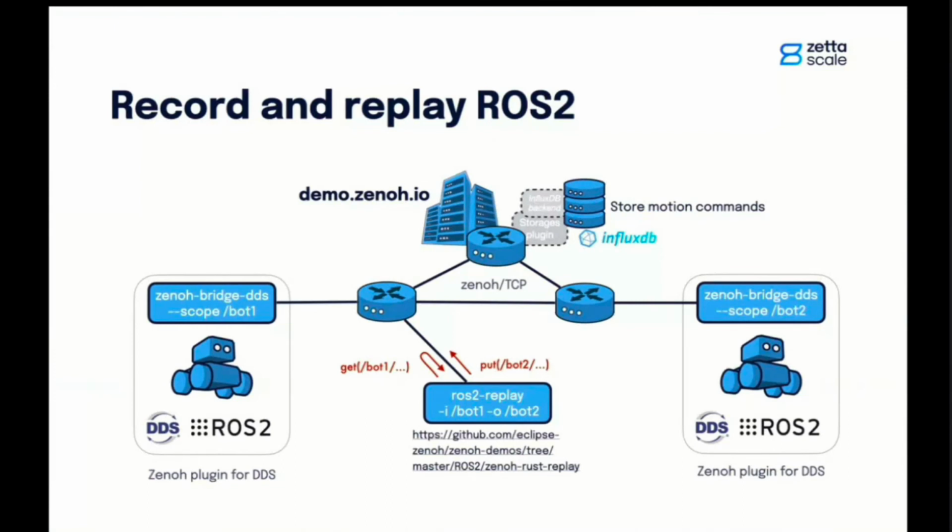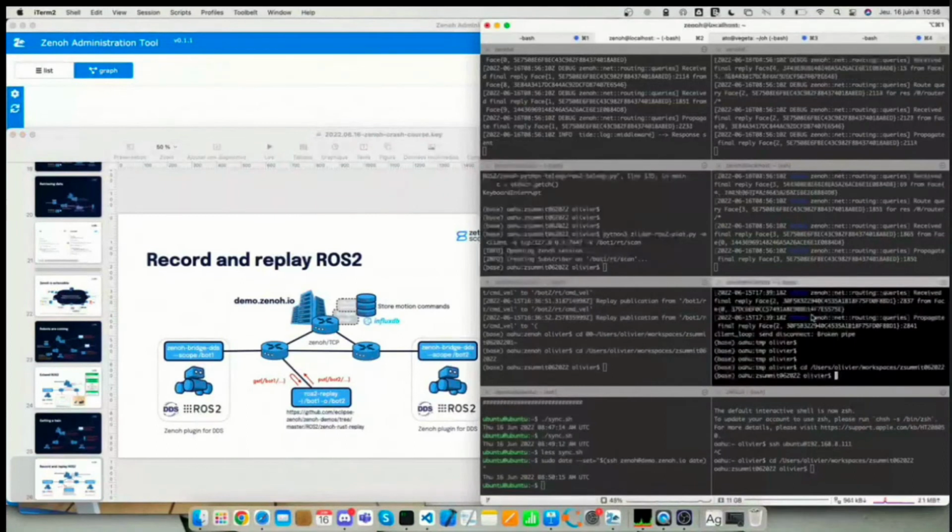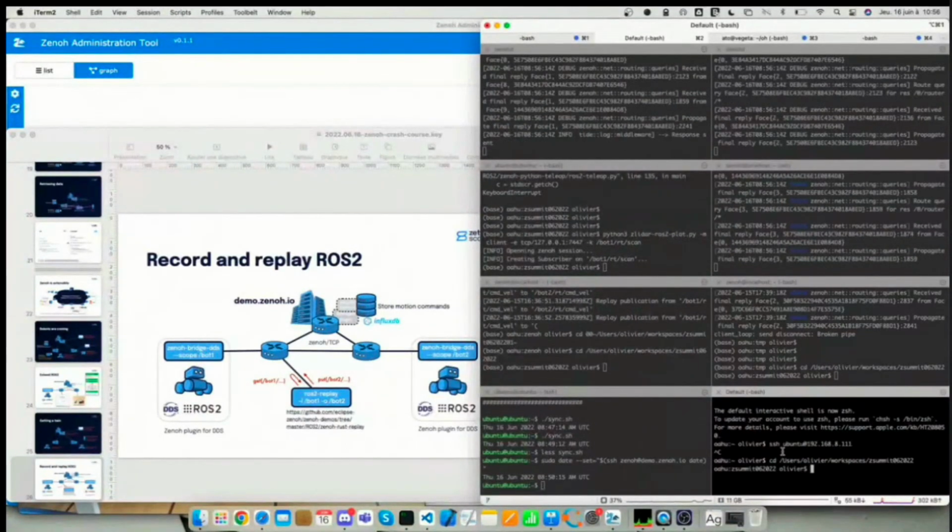And then later on, we'll have a ROS2 replay tool, which we developed using Zenoh, that will get everything that has been published in InfluxDB and replay the publication on a different path, but with the same timescale. So let's do this. So first, I need to connect in the cloud.